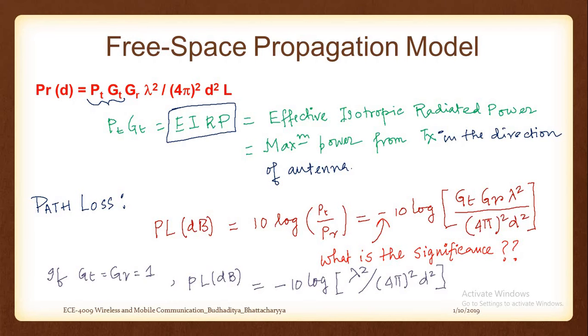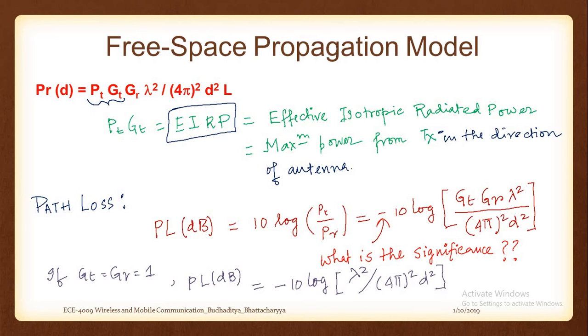Because, as I told you, when you are accounting for the loss, whatever the loss is happening, you have to maneuver the transmitted power somewhere. So this EIRP is a very important factor in that case. So this is one of the observations out of it. Another observation is the path loss. How do we calculate the path loss?